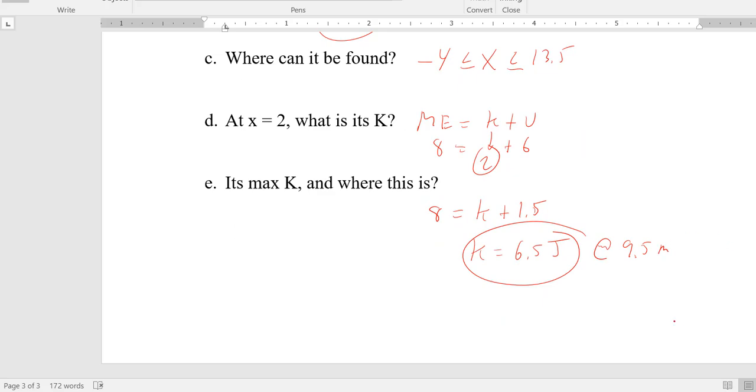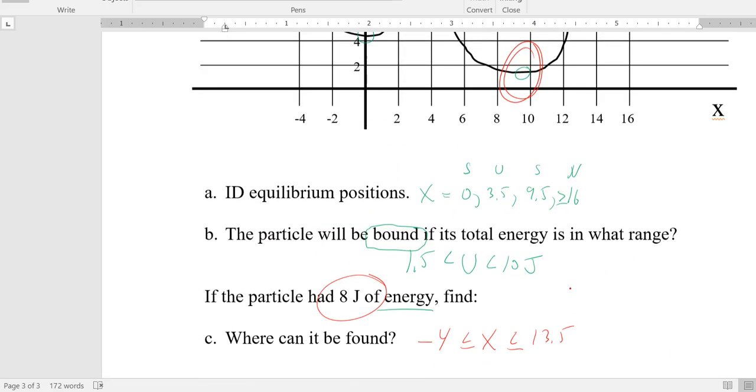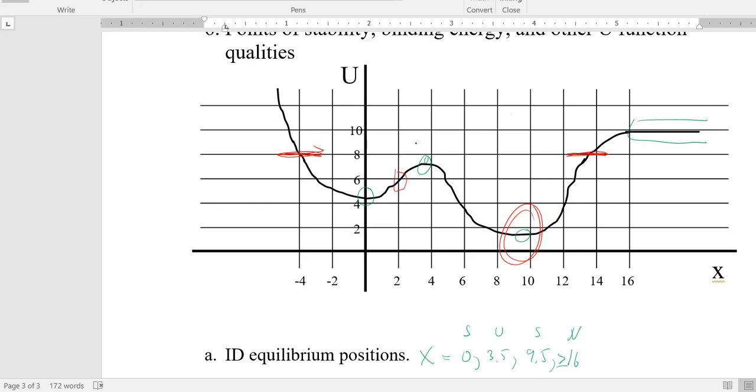Okay. So again, one thing I think that helps on these graphs is imagine it's a ball rolling back and forth along this graph. And you can imagine it has potential and kinetic energy, and this graph is telling you the potential energy of the ball at different heights.